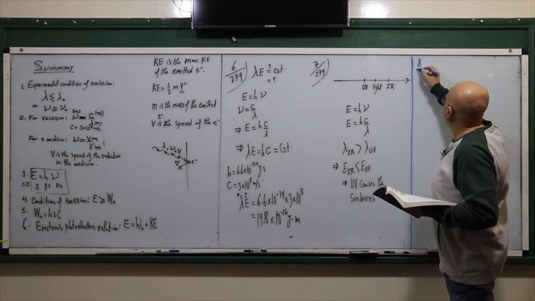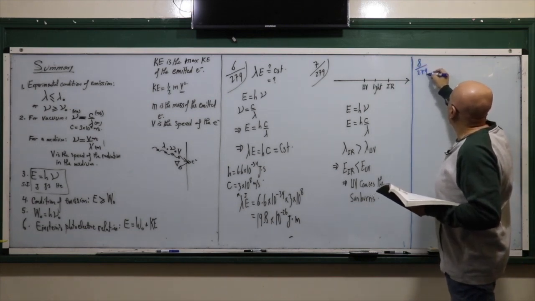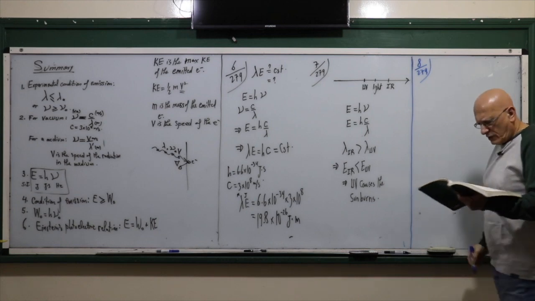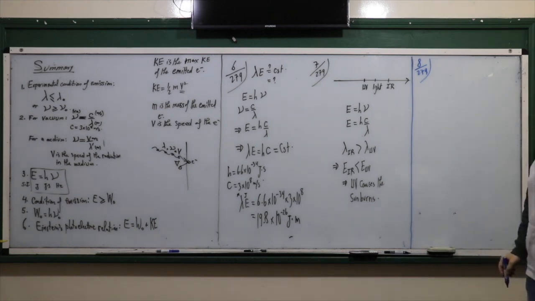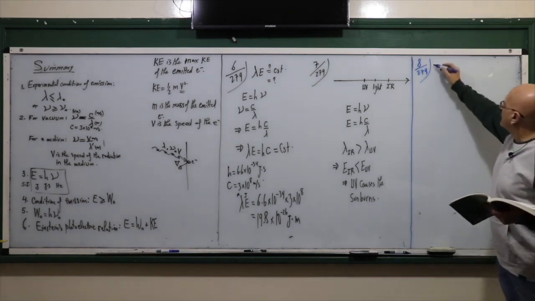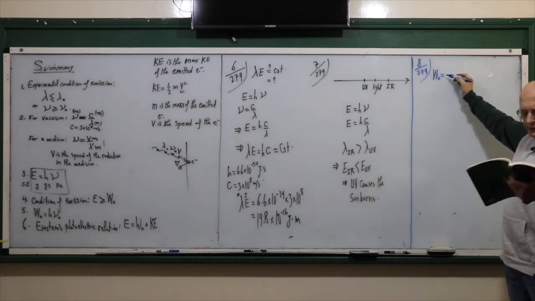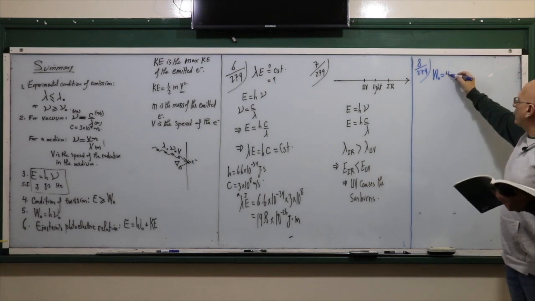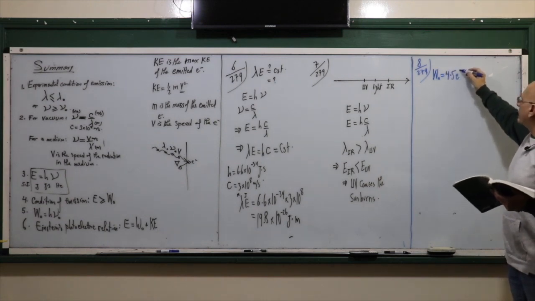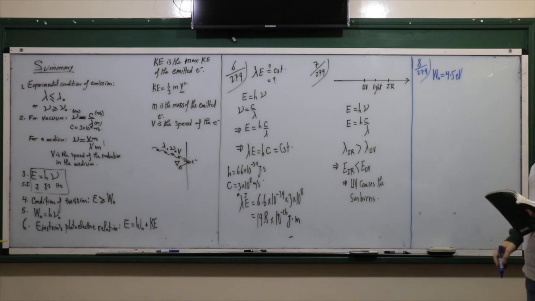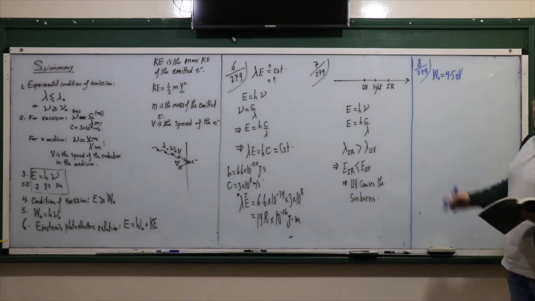Number 8, page 279. What do you have? The work function of tungsten. So you have tungsten. The work function of tungsten is 4.5 electron volt.